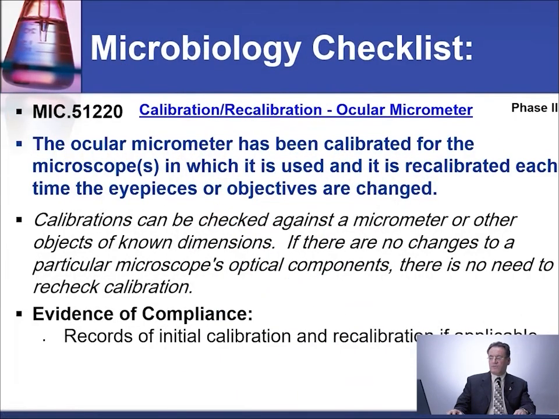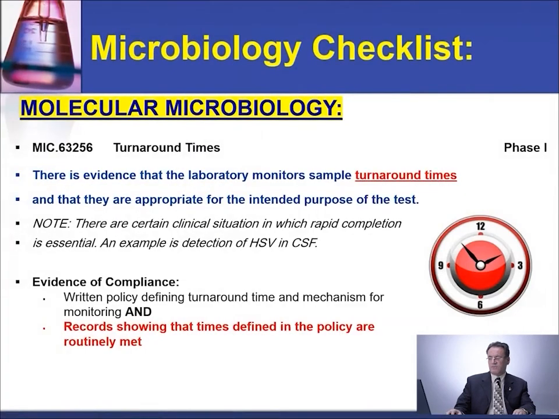In MICRO.51220, calibration and recalibration of the ocular micrometer, if you have one, it needs to be calibrated initially, and every time the eyepiece or the objectives are changed. Also, I recommend that you do it if you move the microscope from one place to another. You need to have a record, and you need to keep that record for the inspector to review.